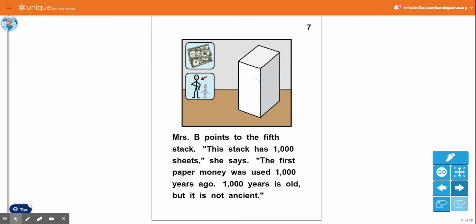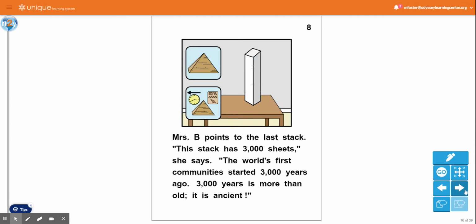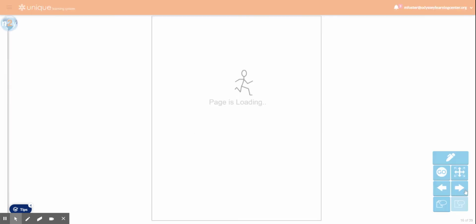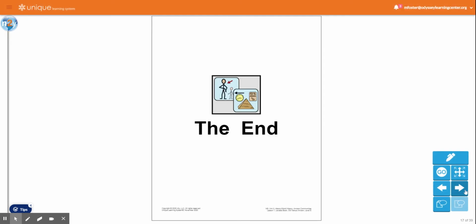Mrs. B points to the fifth stack. This stack has 1,000 sheets, she says. The first paper money was used 1,000 years ago. 1,000 years is old, but it is not ancient. Mrs. B points to the last stack. This stack has 3,000 sheets, she says. The world's first communities started 3,000 years ago. 3,000 years is more than old. It is ancient. The end.